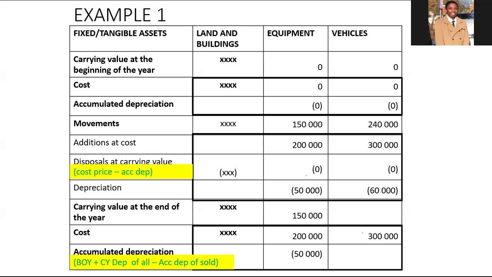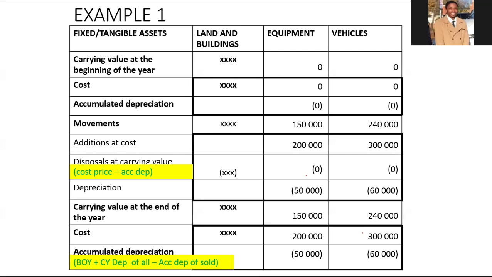Accumulated depreciation at the end will be the balance at the beginning of accumulated depreciation, which was zero, plus depreciation of 60,000, minus accumulated depreciation of assets sold, which is zero. So our accumulated depreciation at the end of the year will be that 60,000, right? Which is just current year's depreciation. When you take 300,000 Rand and minus 60,000 Rand, it'll give you 240,000.